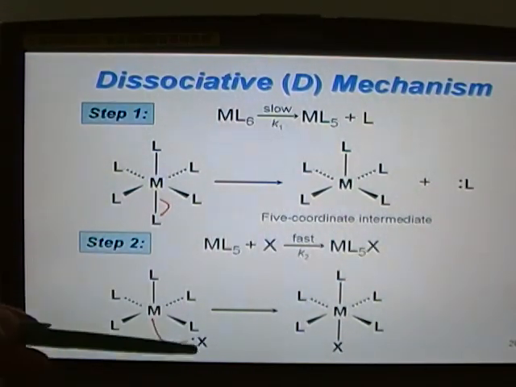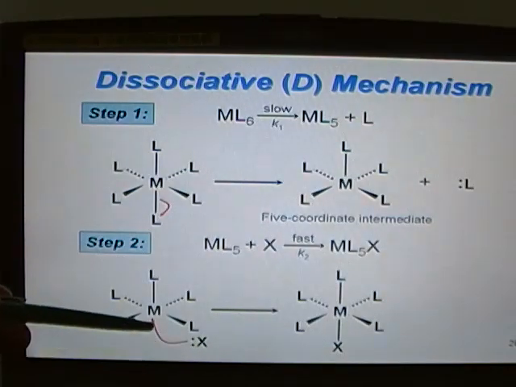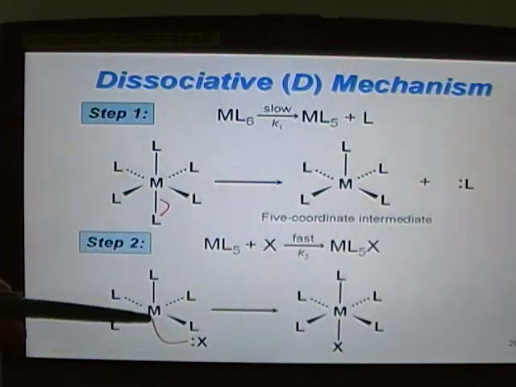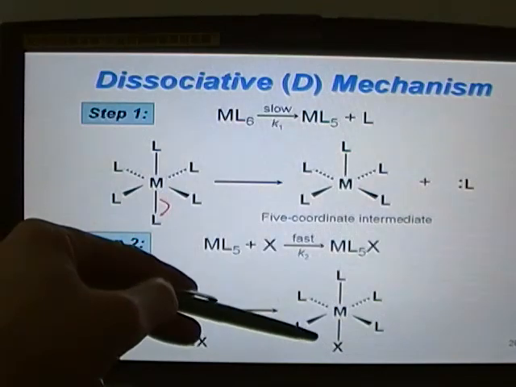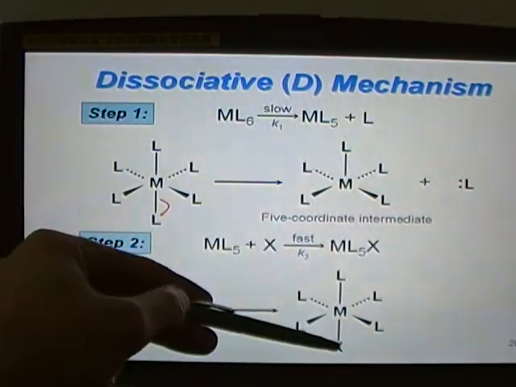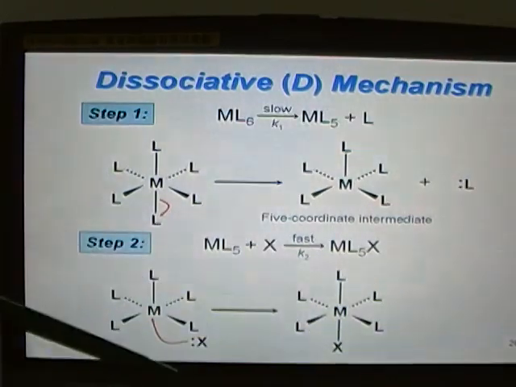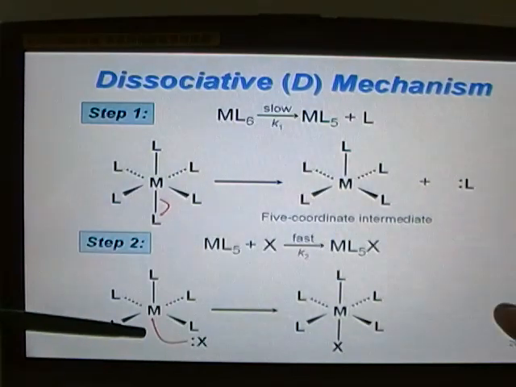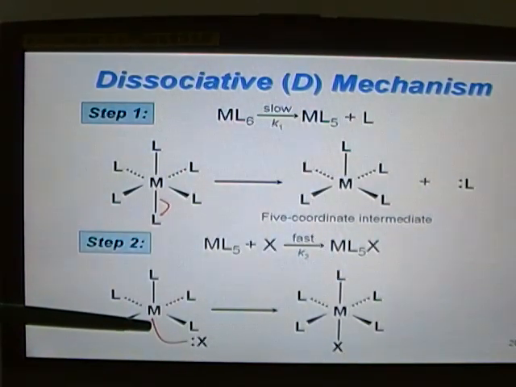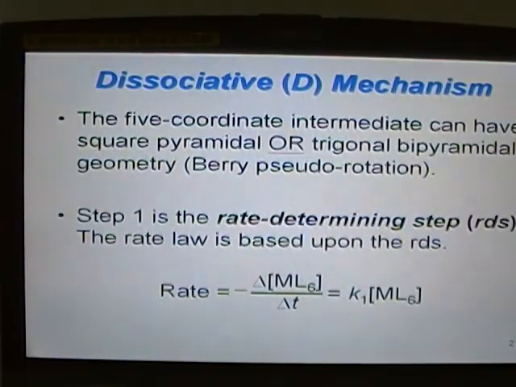In the second step, you have a new ligand, X, come in and form a coordinate covalent bond with the metal. So you end up getting a 6-coordinate compound where X is included. This is the fast step because the 5-coordinate intermediate is not very stable. The 5-coordinate intermediate can have either square pyramidal or trigonal bipyramidal geometry. Remember, that comes from the idea of Berry pseudorotation or fluxionality.